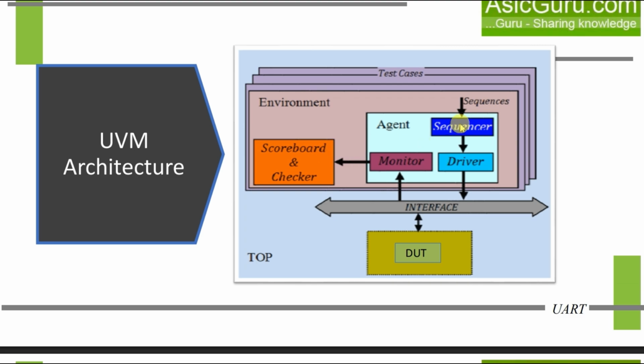Now the sequencer, driver and monitor are grouped together in the agent. The scoreboard and agents are grouped together in the environment. This environment and sequences are grouped together in the top module. This is how our UVM architecture looks.